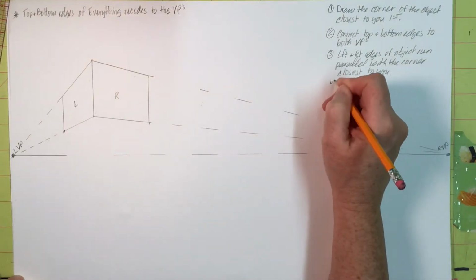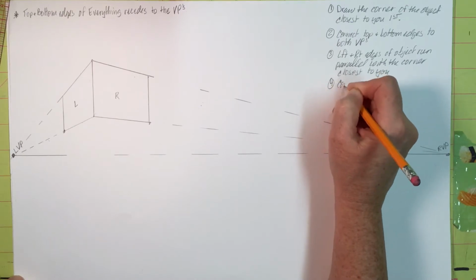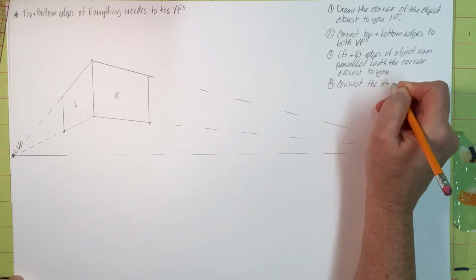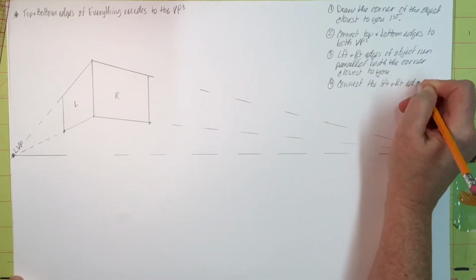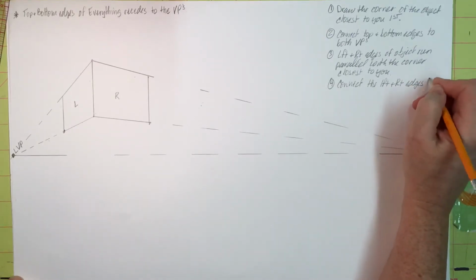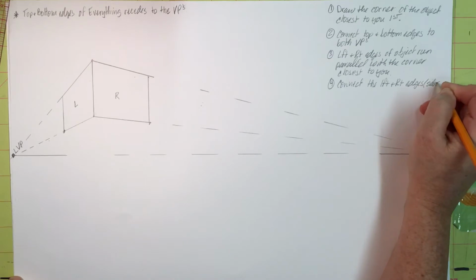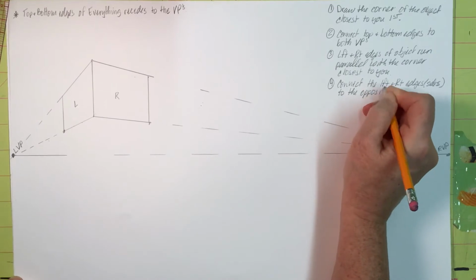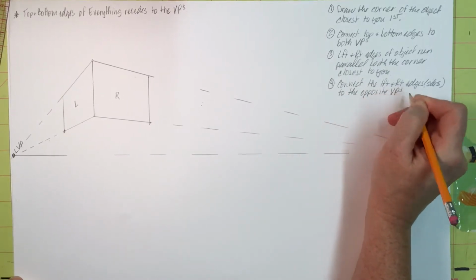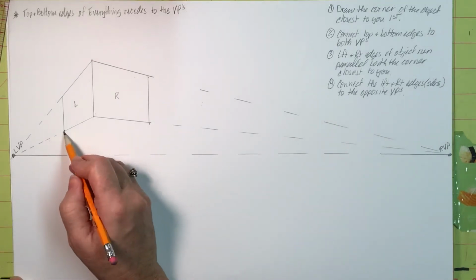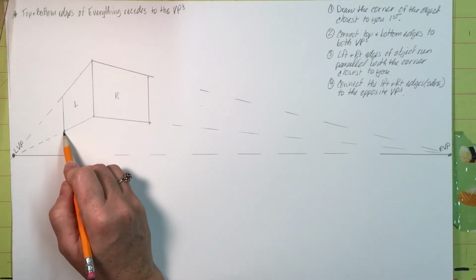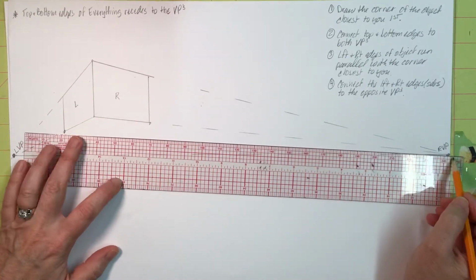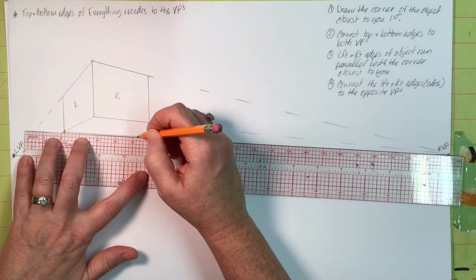So now the last step is that you're going to connect the left and right edges or sides to the opposite VPs. Okay, so I'm in the bottom left corner of my cube. This is where I'm going to take my ruler and line up that bottom left corner with my RVP and draw that back edge.